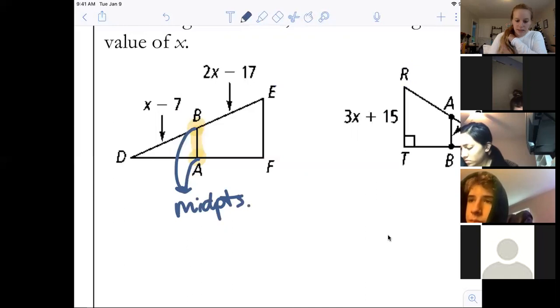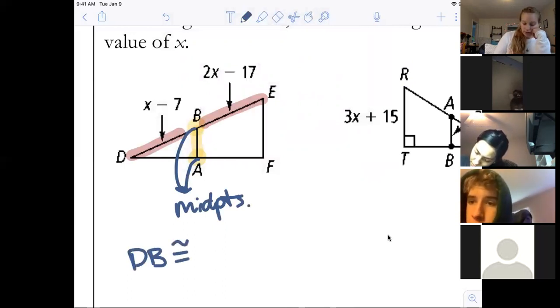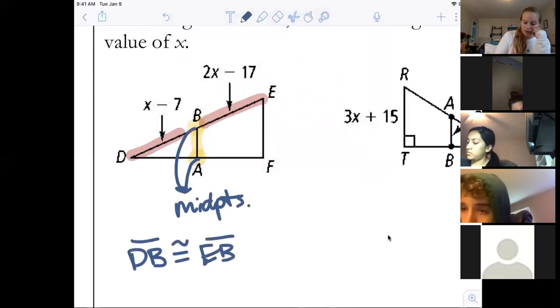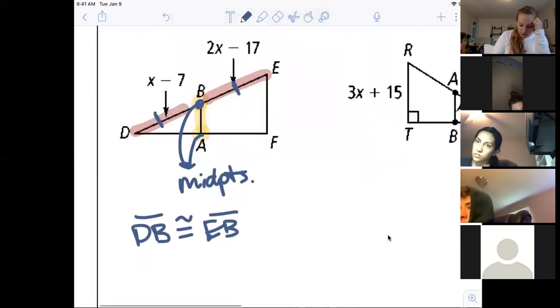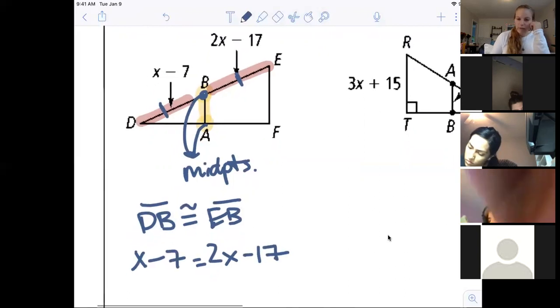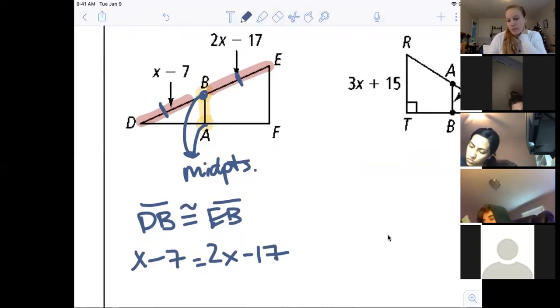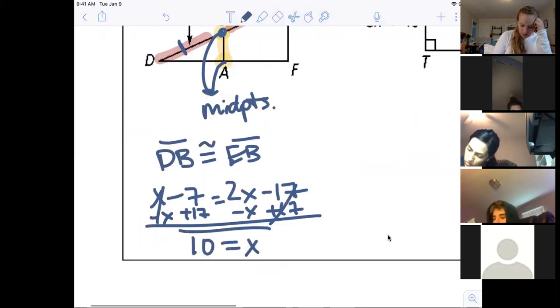So if they're midpoints, how are DB and EB related to each other? They're congruent. Very good, Griffin. DB is congruent to EB because they're split by B. B is in the middle, so that means that I get to know that that is congruent to this. If they're congruent, we just get to set them equal to each other. X minus 7 equals 2x minus 17. Now we've got ourselves an Algebra 1 equation. Bring all the variables to one side, bring all the constants to the other side, and then solve. So minus x, add 17, 10 equals x. Oh, perfect. That was easy.